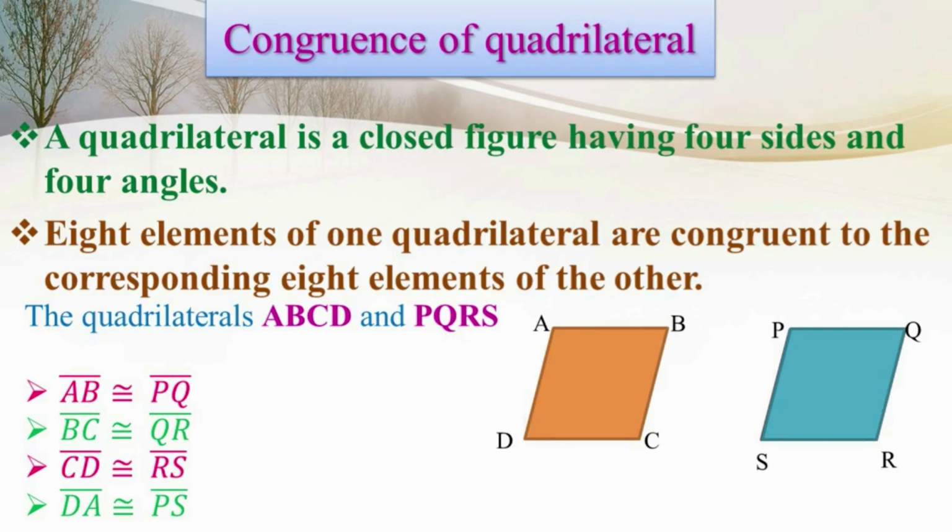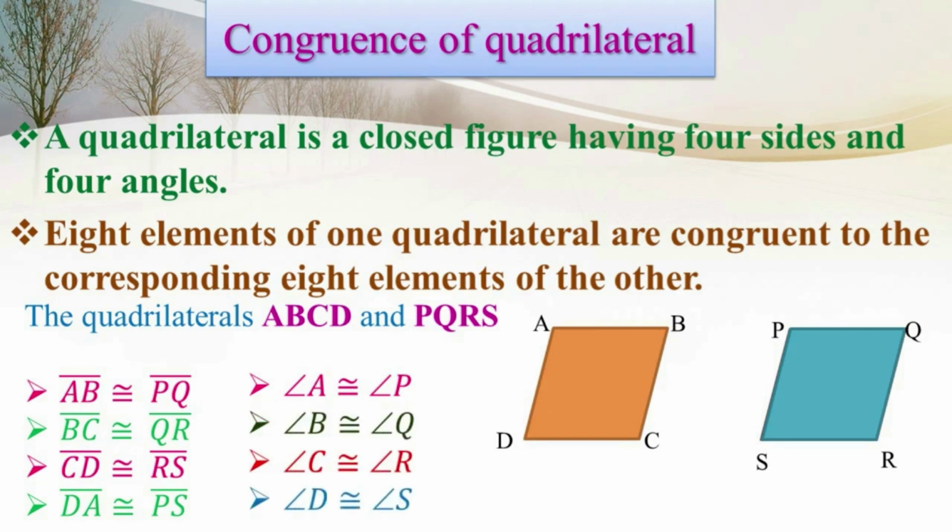These are the 4 elements. What are the next 4 elements? Angle A is concurrent to angle P, angle B is concurrent to angle Q, angle C is concurrent to angle R, and angle D is concurrent to angle S. These are the 8 elements to be compared, and finally we can say this quadrilateral ABCD is concurrent to PQRS.